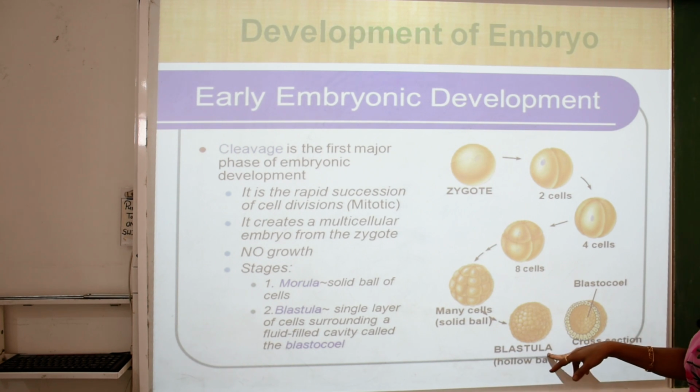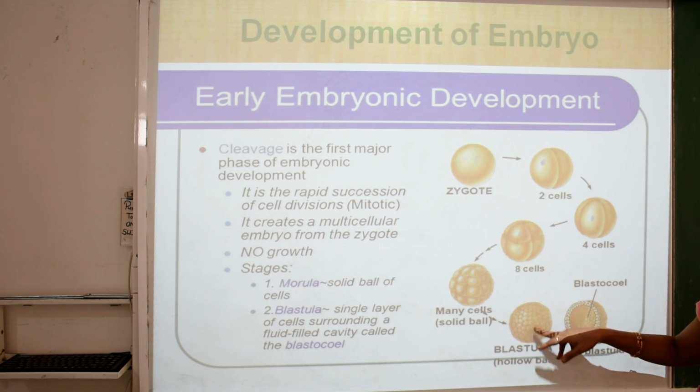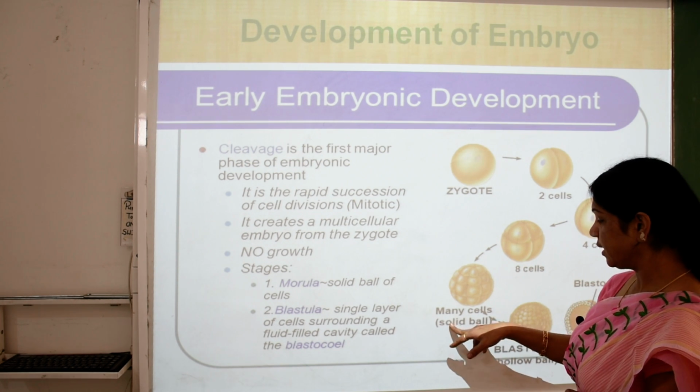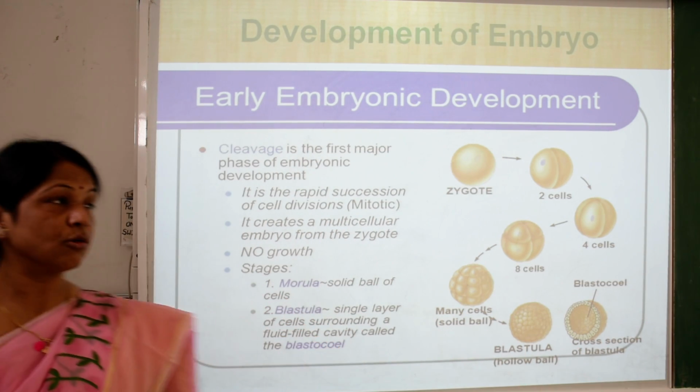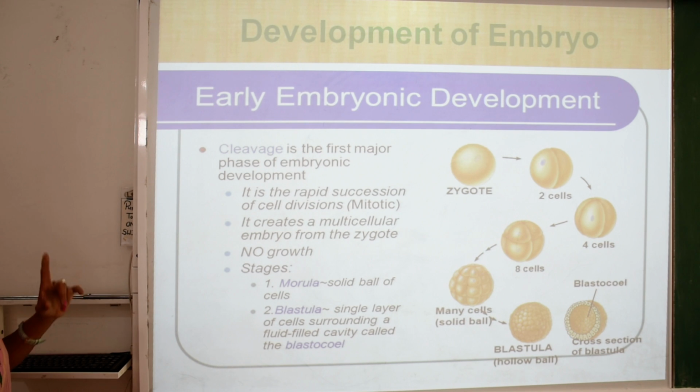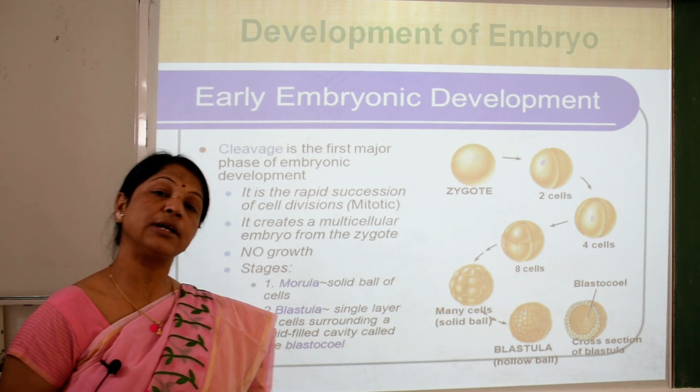Solid ball, blastula, and cross section of the blastula. It is the hollow ball blastula. It is the hollow ball. It is the solid ball. Many cells, it is the solid ball. So that was the early embryonic development.